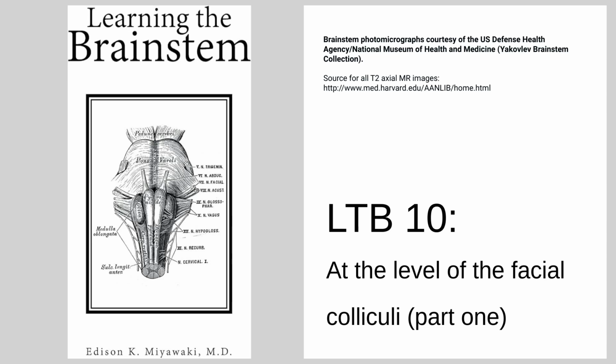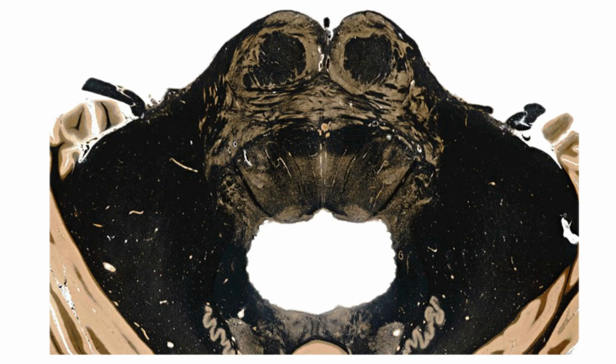LTB10 situates us at the level of the facial colliculi and pons. I will remind you that we orient the brainstem as we would see it in an MRI of the brainstem. The facial colliculi are conspicuous landmarks at the floor of the fourth ventricle. To help you a bit, think about a person in the fourth ventricle, with each foot on each facial colliculus.